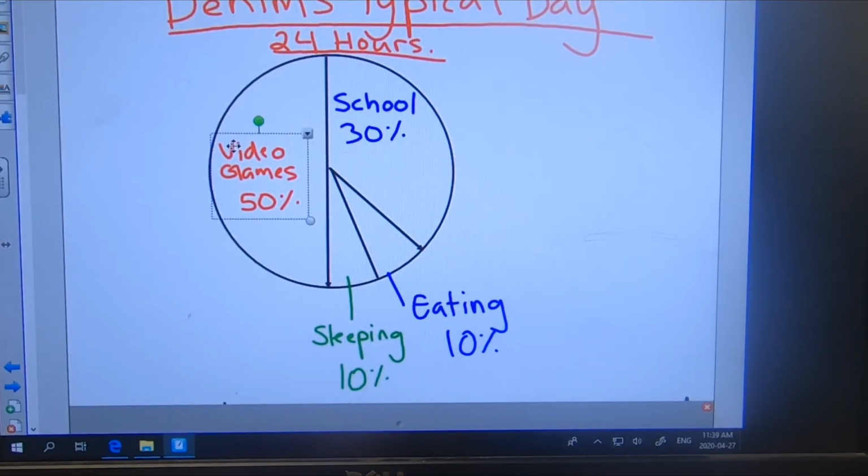But video games, 50% of the day, school, 30% of the day, eating, 10% of the day, sleeping, 10% of the day.